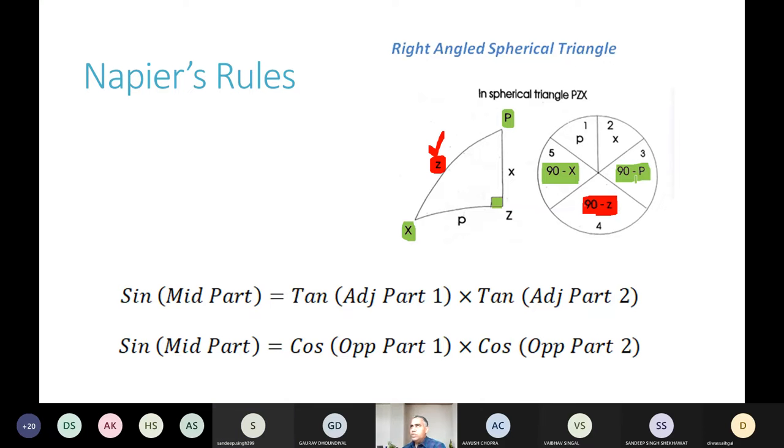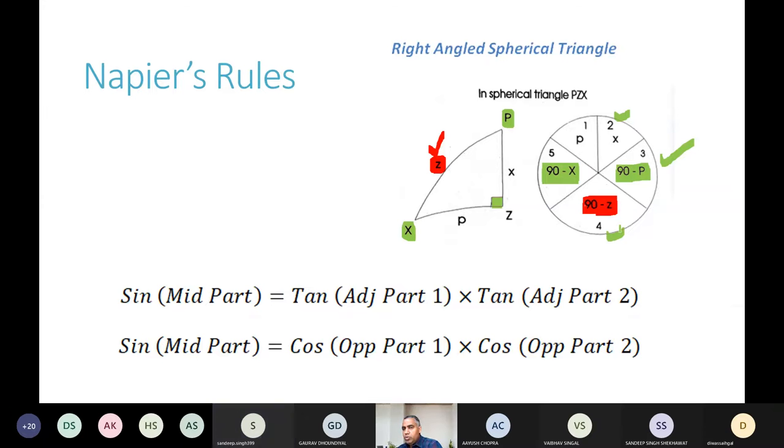What do adjacent and opposite mean? If you pick any part, let us say I pick up this part number 3. Now, two parts are sharing their boundary with this part. Number 2 part and number 4 part, ye dono number 3 ke saath apni sides touch kar rahe hain. So they are known as adjacent parts.